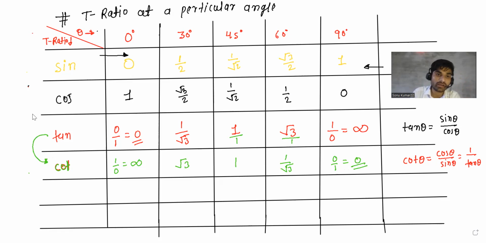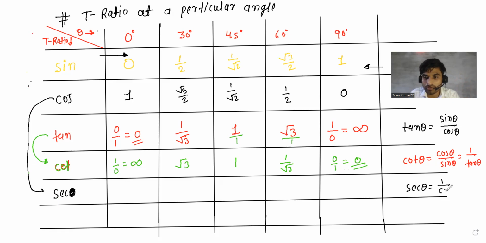Now talking about the sec theta. You have to take the angle from here. Sec value: sec theta is the reciprocal of cos. We know that sec theta is equal to 1 upon cos theta, or 1 upon cos theta is equal to sec theta. The reciprocal of sin theta is cosec theta, and the reciprocal of cos theta is sec theta. So we can just take the reciprocal of this cos theta.